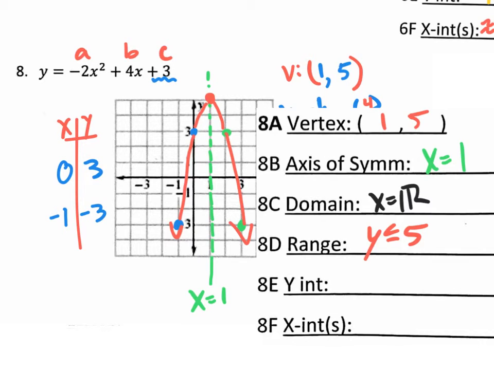I mean, that makes total sense. Look, how high is this parabola? It's at the y level of 5, and it's below that. It's at 5 and below, so that's why y is less than or equal to 5. How about the y-intercept? Where does it cross the y-axis? 3? Or you could say the coordinate 0, 3. How about the x-intercepts? Where does it cross the x-intercepts?